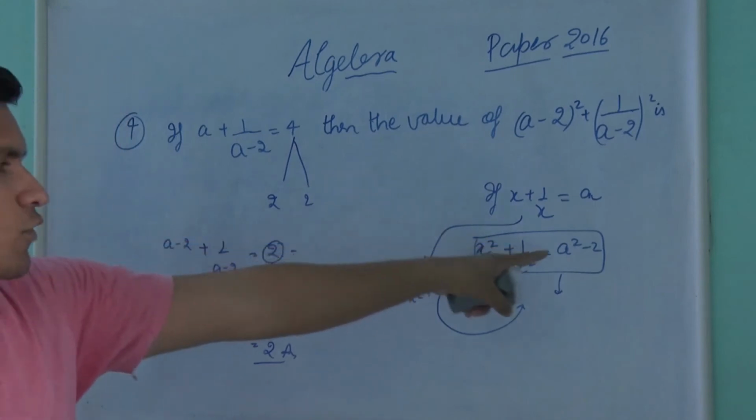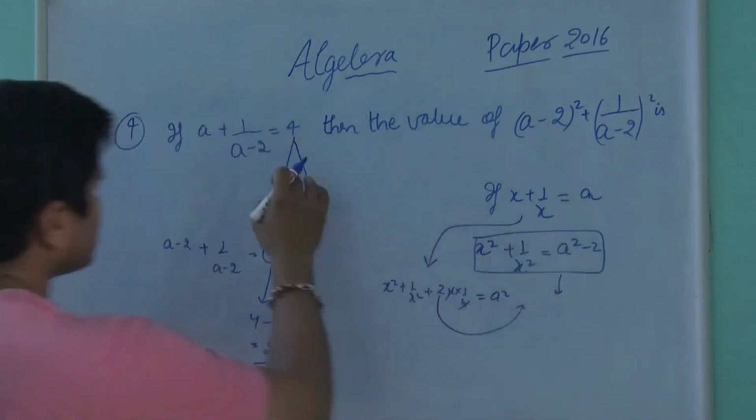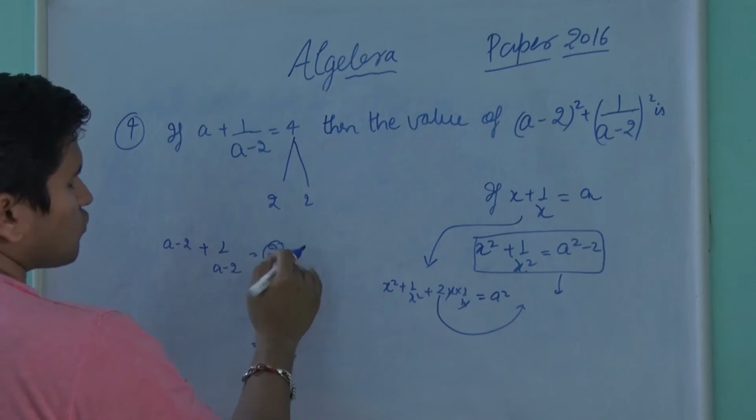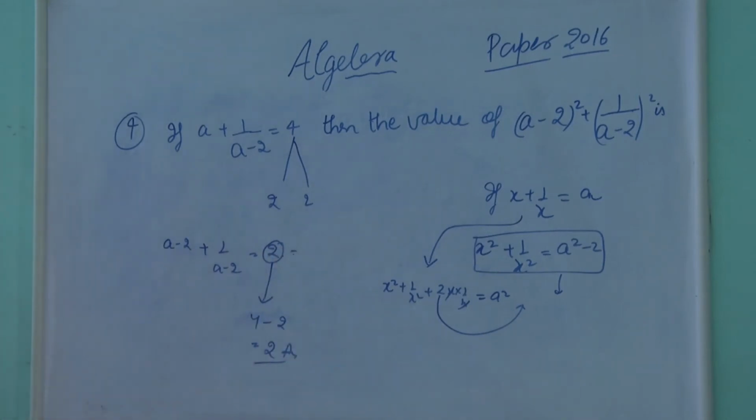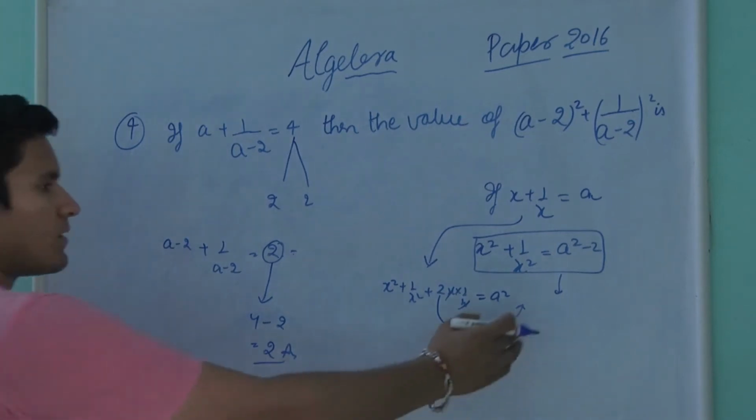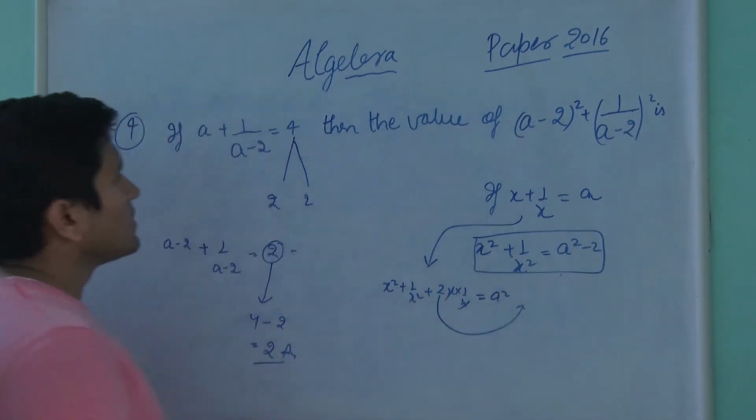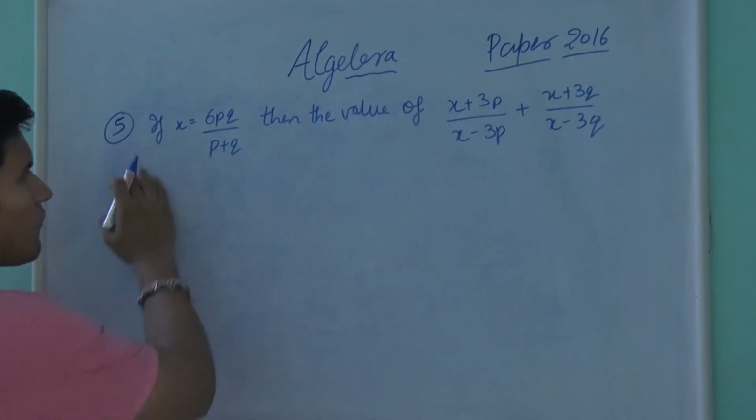So you just have to put the formula of a square minus 2, that is 2 square. We have 2 square minus 2. It will become 2. So this is a simple question. I will be discussing formulas in the next videos. Let's start with question number 5.